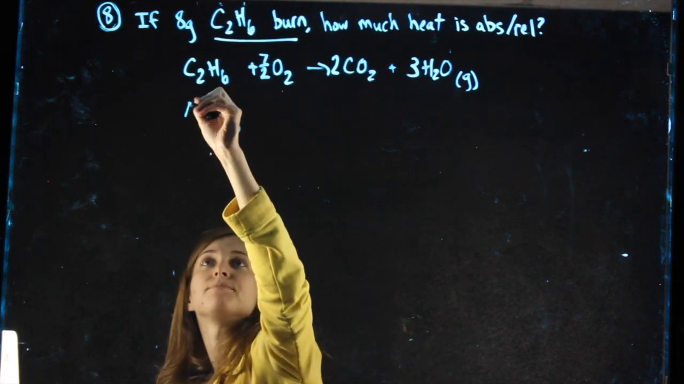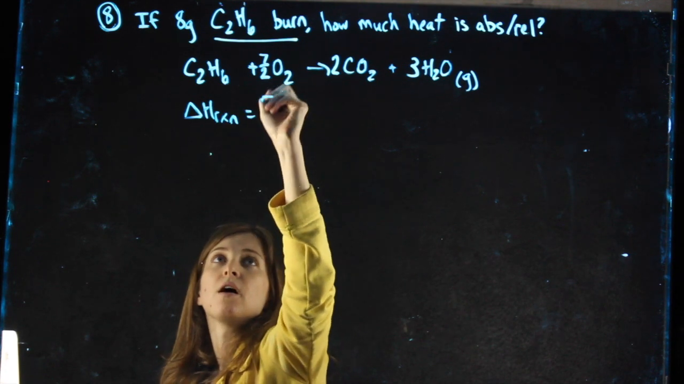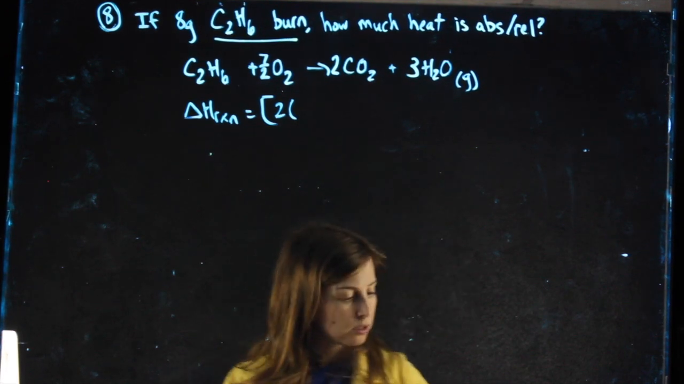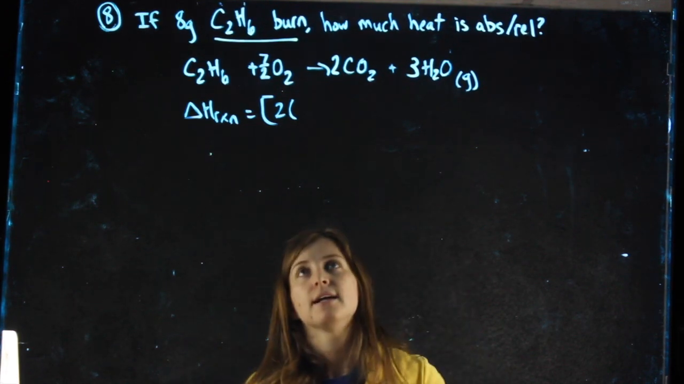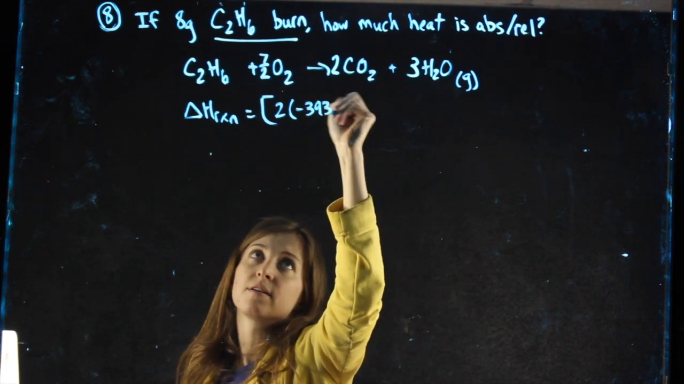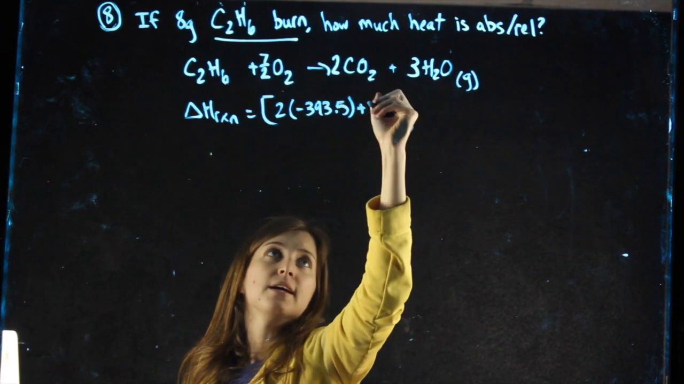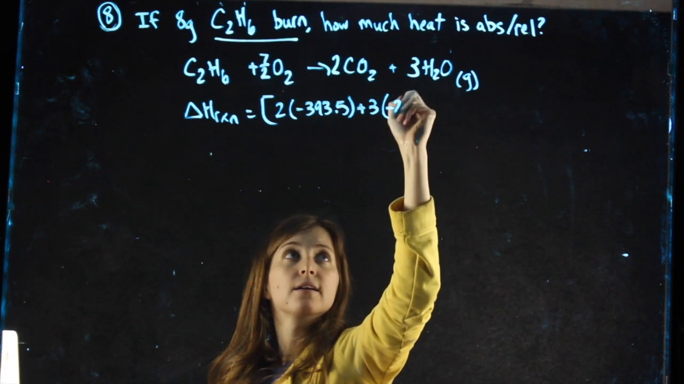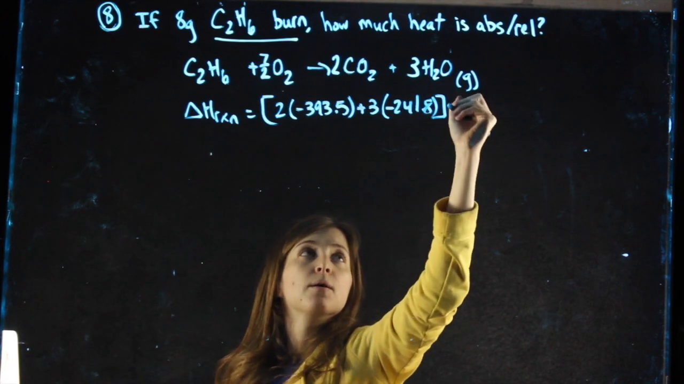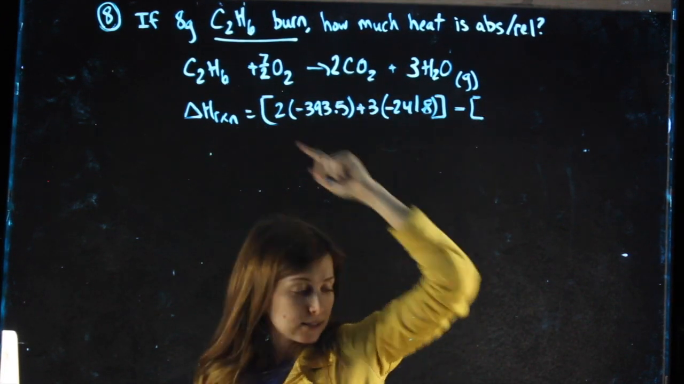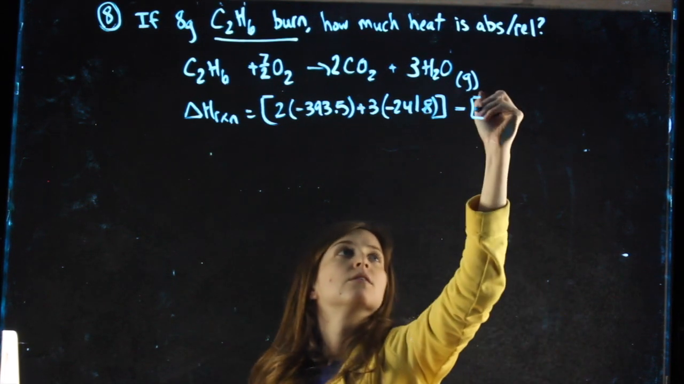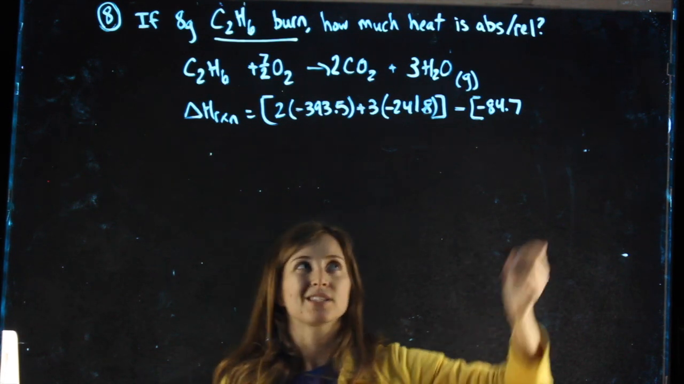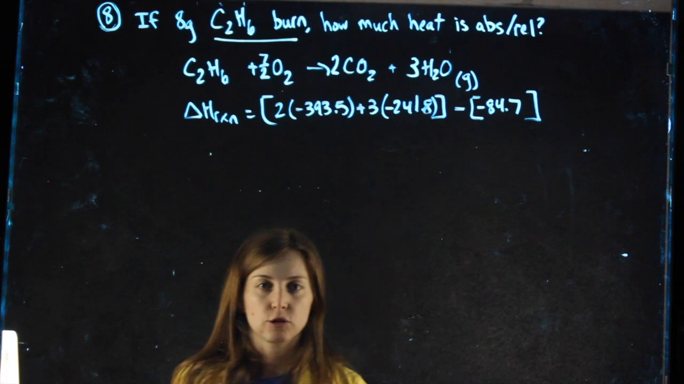Calculating my heat of reaction. Products, so 2 times the value of CO2. Looking on my chart, negative 393.5, plus 3 times the value for gaseous water, negative 241.8. Products minus my reactants, C2H6 plus 7 halves times O2, but O2 is a pure element, so it's going to have a value of 0. I don't need to include it.